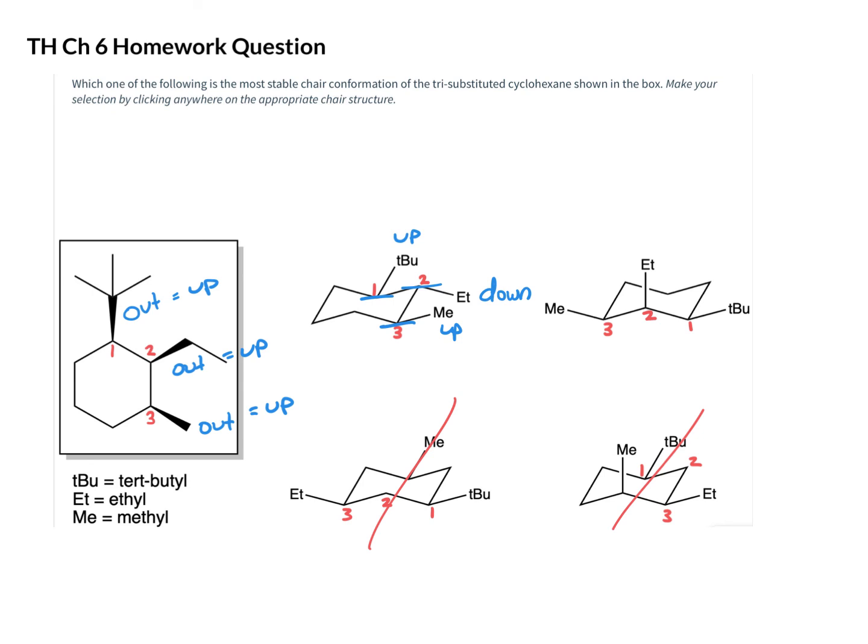If we come over to the one on the far right and draw a plane at the carbon of the chair, all of these are up. And that matches the original structure. So this is the correct answer.